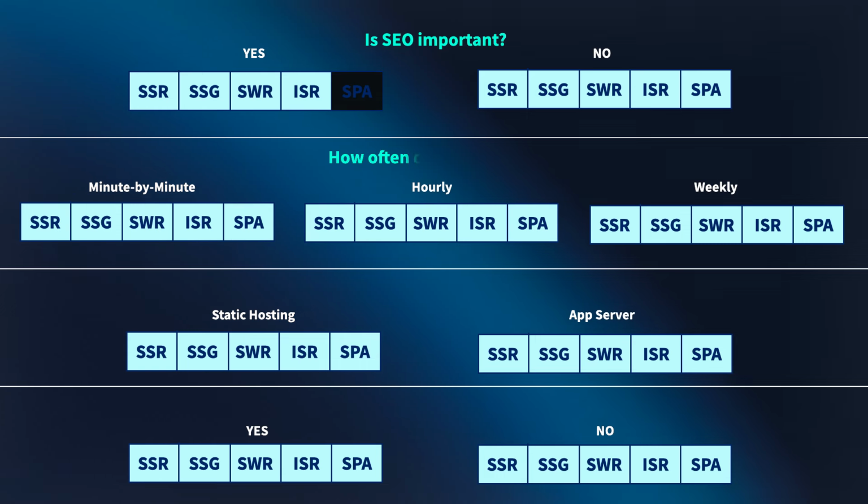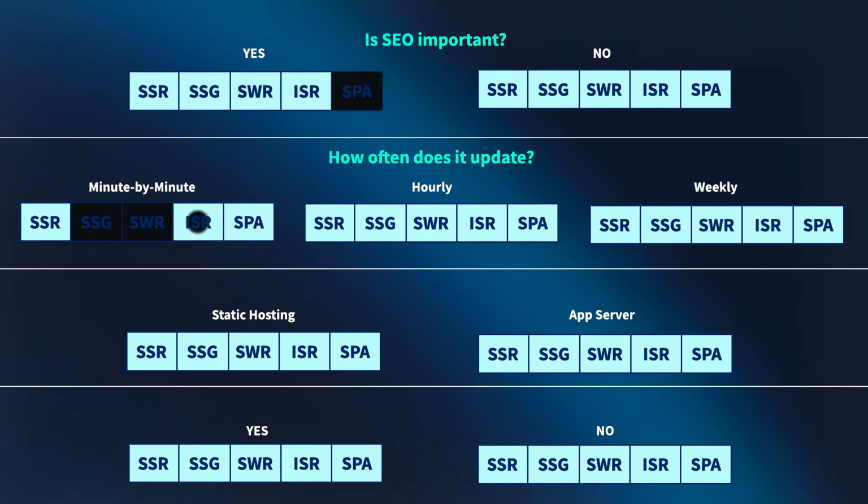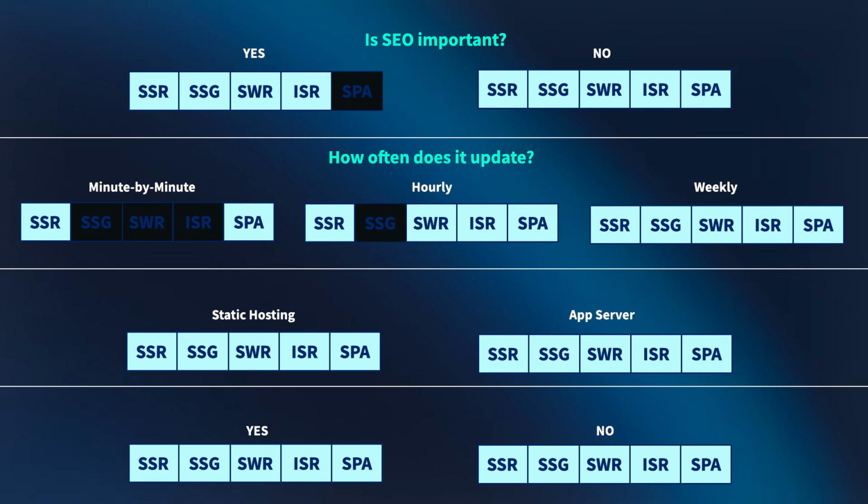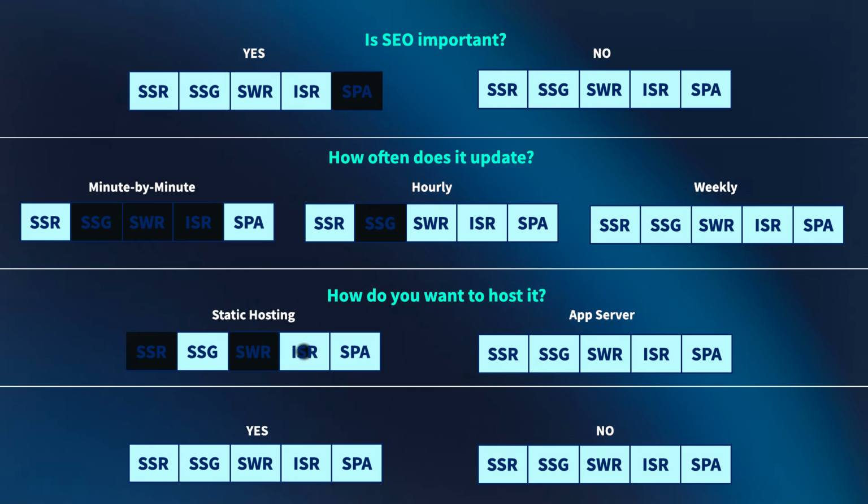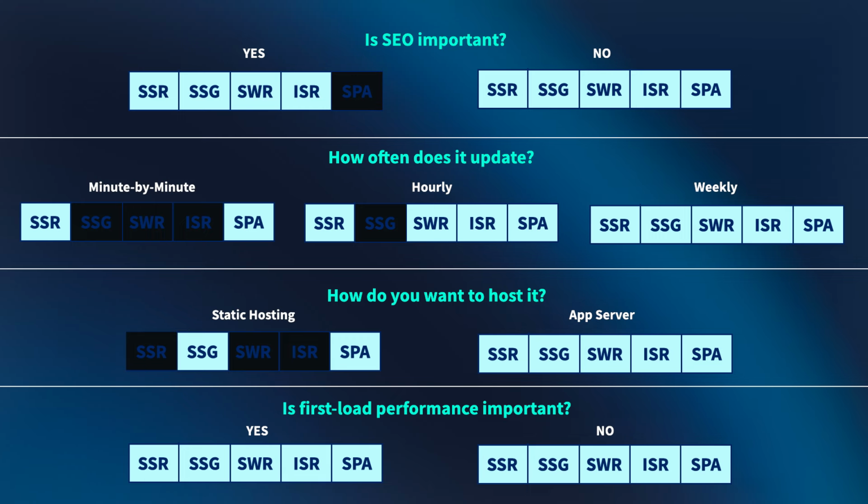Ask yourself, how often does my app need to update? If it's minute by minute, you likely don't want an SSG, SWR, or ISR. If it's hourly, an SSG would also not be very efficient. Ask yourself, how do you want to host your app? If you have static hosting in mind, you'll want to avoid SSR, SWR, and ISR. And finally, is first load performance important? If so, you might want to avoid SSR and SPAs.